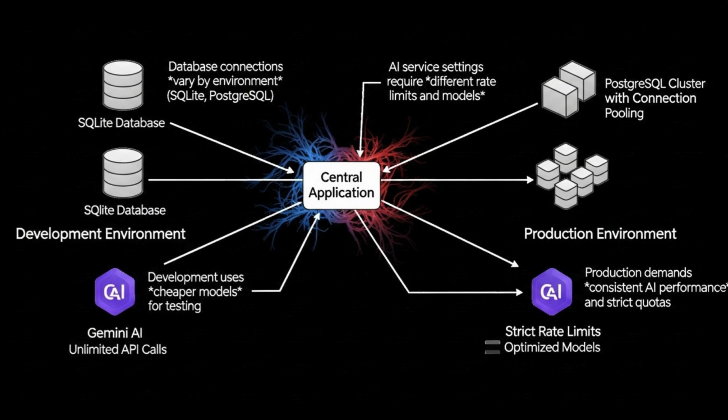In development, you might allow unlimited API calls and use cheaper, higher latency models for rapid testing. Staging environments might introduce reasonable rate limits. However, production demands consistent AI performance, often requiring stricter quotas, faster models, and fallback mechanisms to ensure your users always have a smooth experience. This granular control over integrations is vital for managing resources, costs, and performance across your entire system lifecycle.